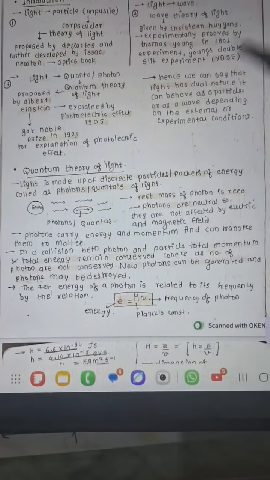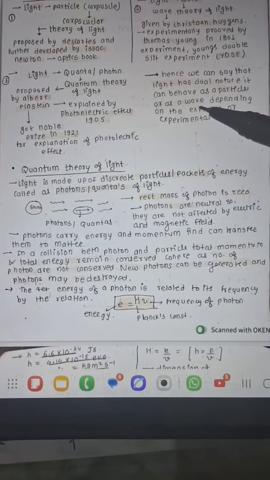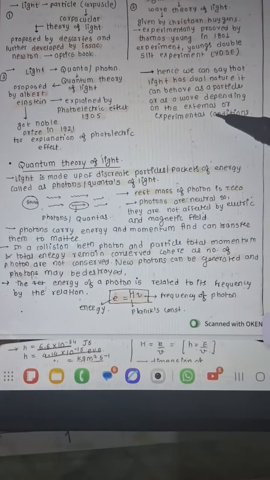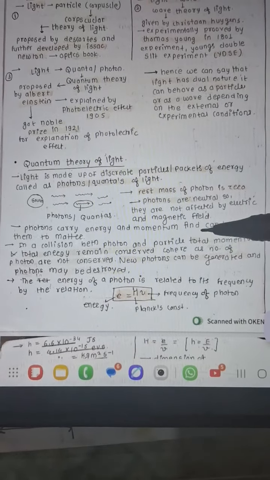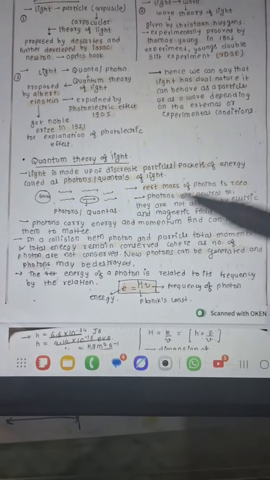Compiling all these 3 aspects, we can say that light has dual nature. It can behave as a particle as well as a wave depending on the external and experimental conditions. So that is regarding the introduction. Now let's begin with the quantum theory of light.